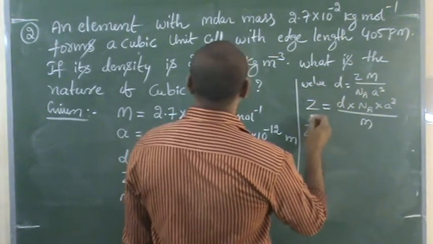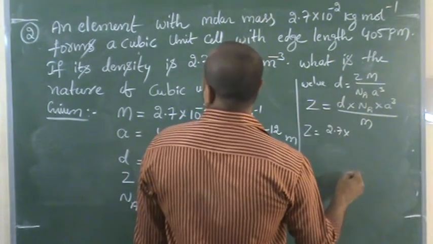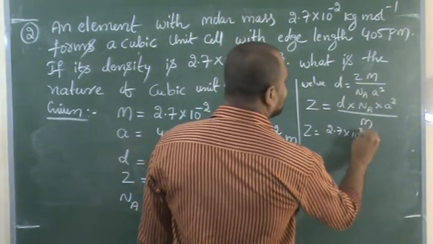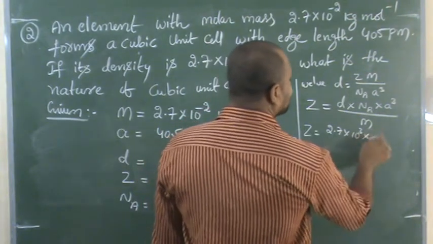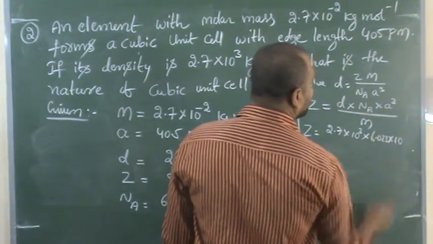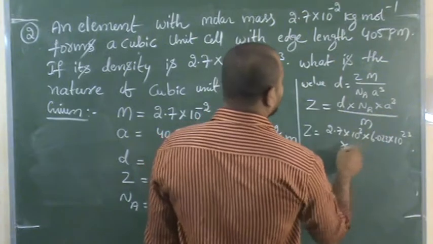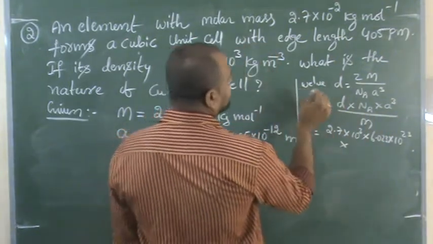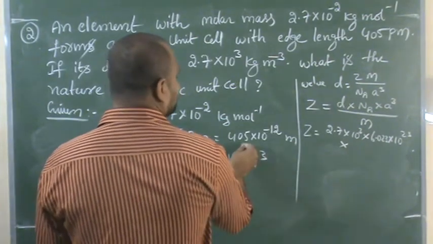So D is how much they had given? 2.7 into 10 to the power 3. Na is how much? 6.023 into 10 to the power of 23. Into what is A? A already we had found out. What is A?